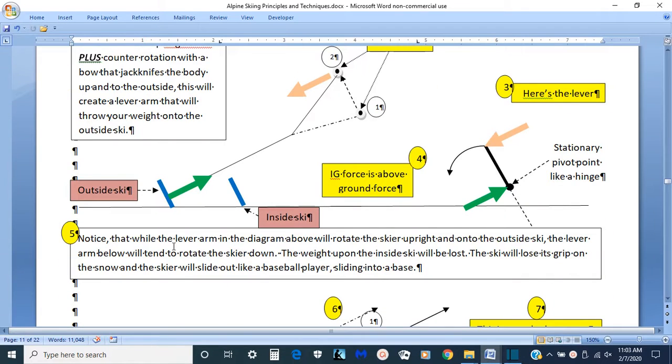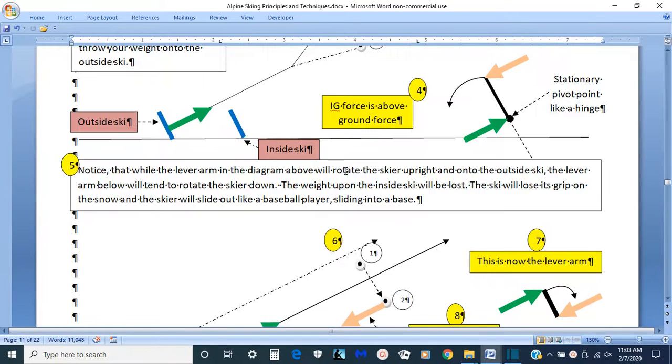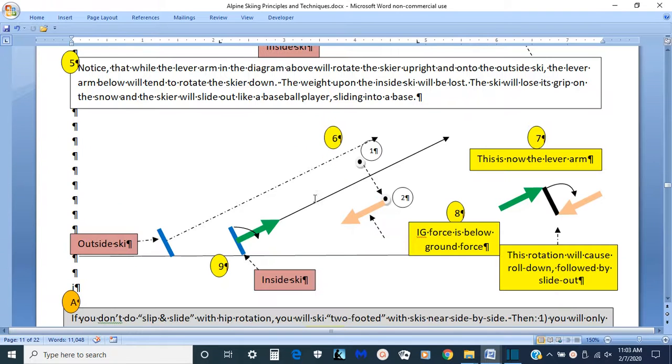Notice that while the lever arm in the diagram above will rotate the skier upright and onto the outside ski, it's going to torque your weight onto this ski. The lever arm below will tend to rotate the skier down. The weight upon the inside ski will be lost, and the ski will lose its grip on the snow, and the skier will slide out like a baseball player sliding into second base. So let's examine this. Let's see here.